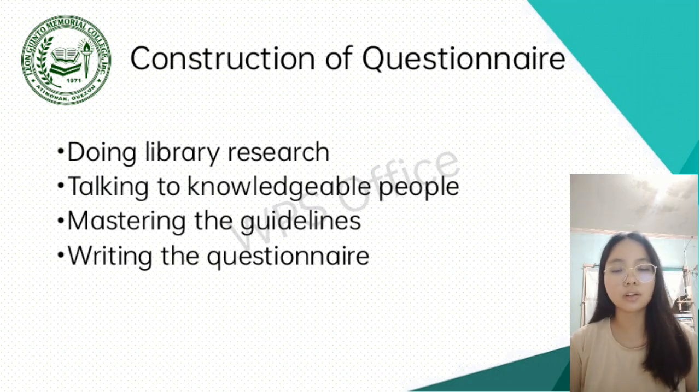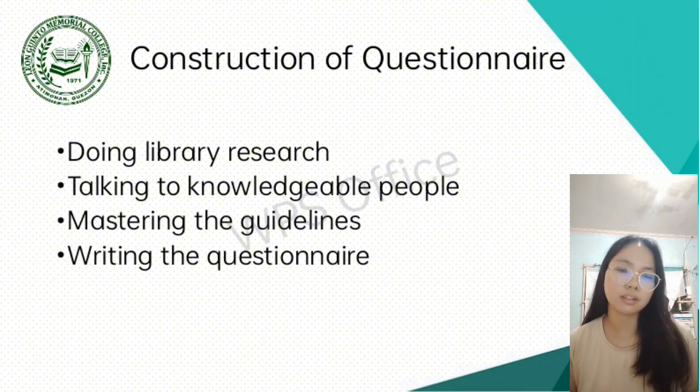Number two is talking to knowledgeable people. So who are these knowledgeable people? Talk to people who have some knowledge about the construction of questionnaires. You may be able to get some ideas from them, or specifically from the research advisor.